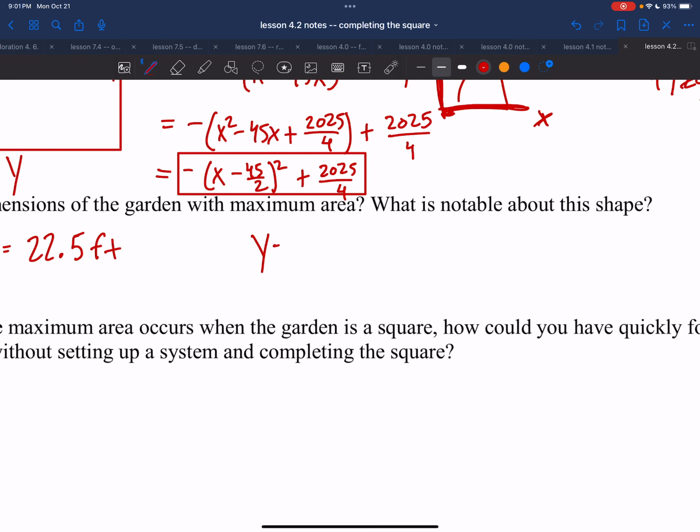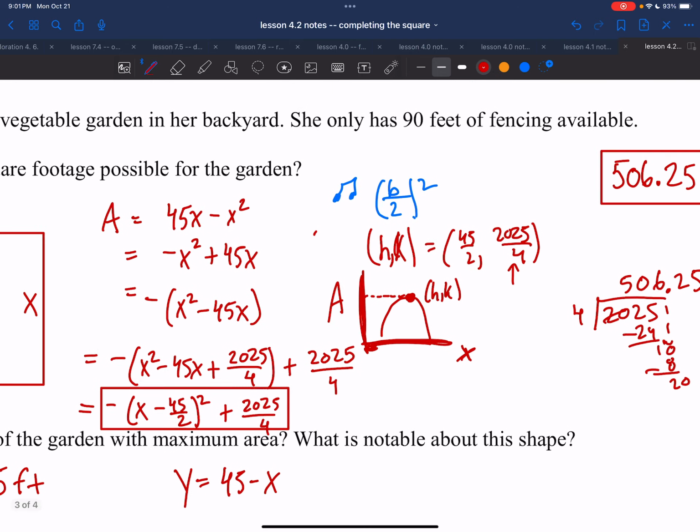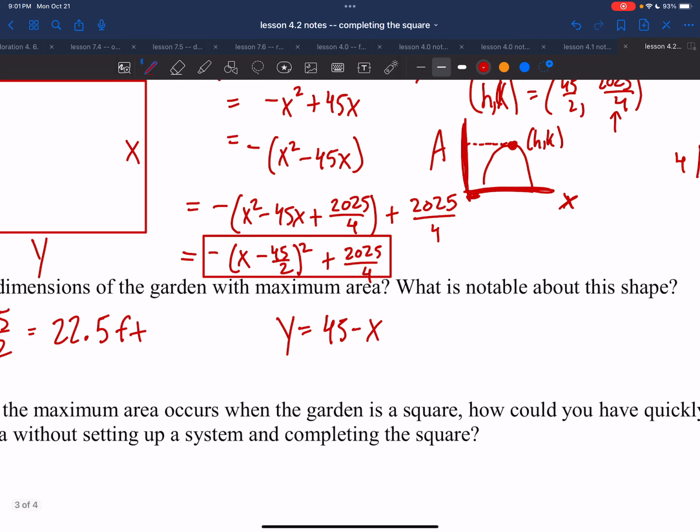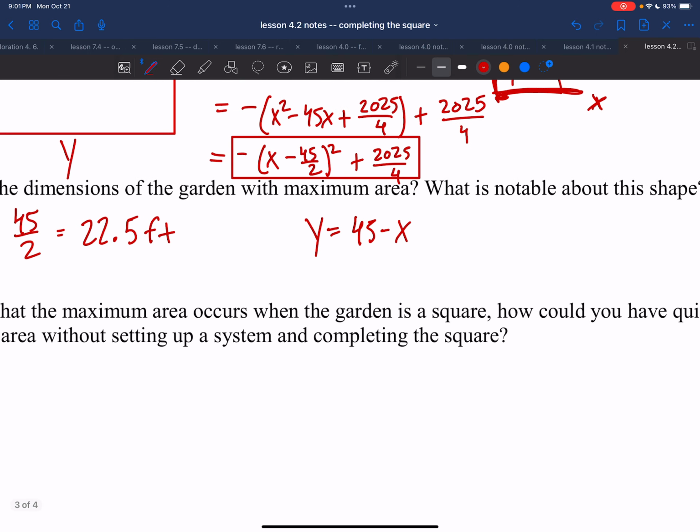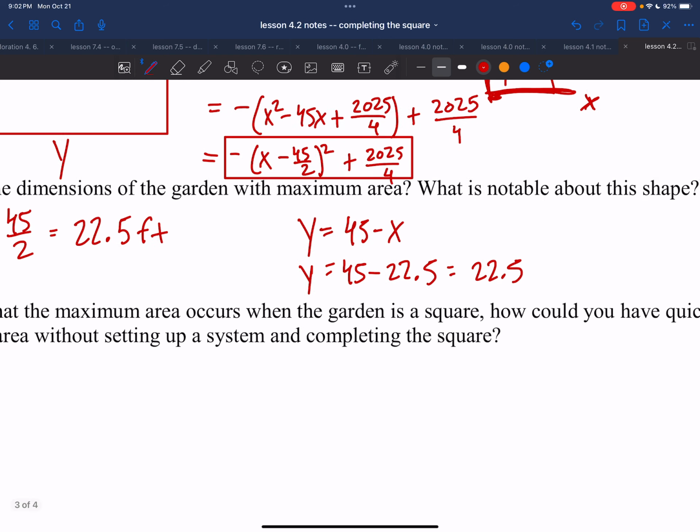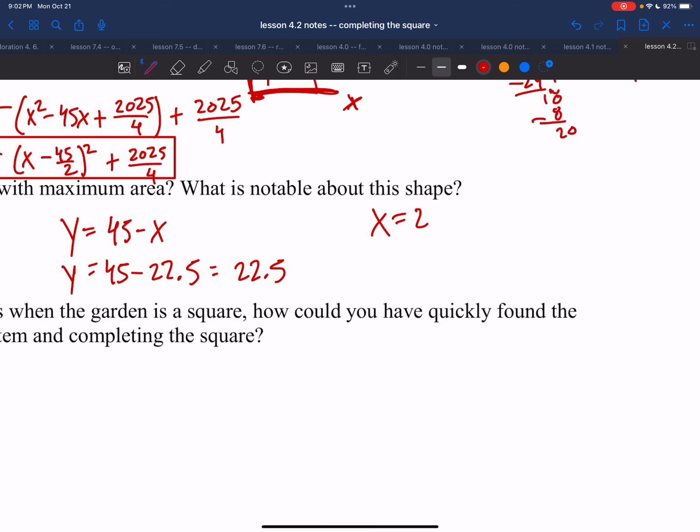earlier we said that y was 45 minus x, right? That came from, well, I guess we deleted it. But it was there, yeah? We did say that. And so what you could say is, okay, then 45 minus the x value, which is 22.5. Now, hold on a minute. 45 minus 22.5, wait a minute. That's also 22.5. So you're saying x is 22.5 feet and y is 22.5 feet.